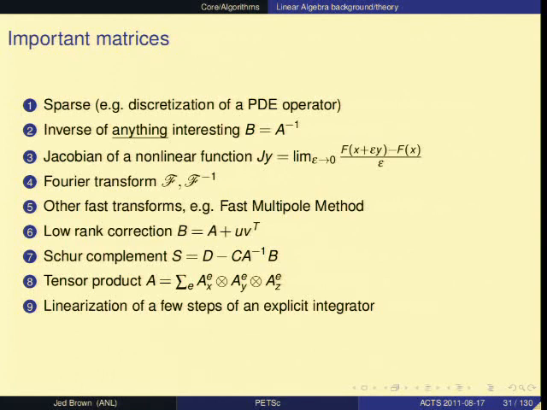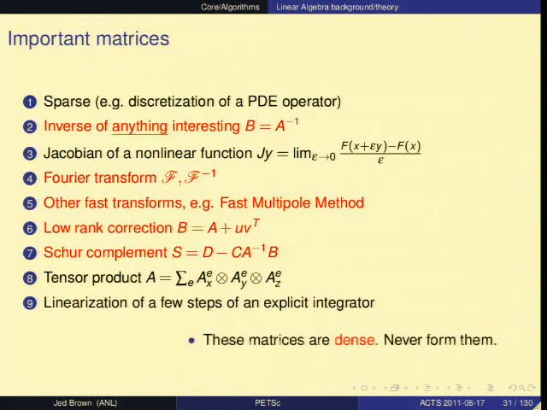The Jacobian of some nonlinear function, you can evaluate this with some, say, fixed epsilon. This is an approximation, but it's a relatively easy thing to do that can give you the action of the matrix. Some Fourier transform, other fast transforms, these are also linear. Low rank corrections, Schur complements, these show up in a lot of places in algorithms. But these matrices are dense.